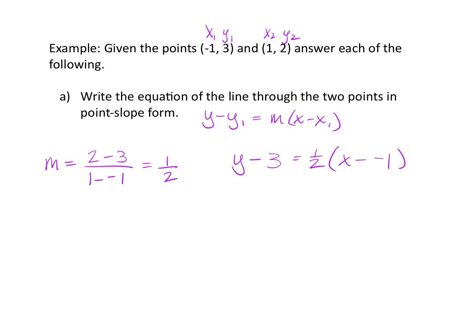Okay, this should be fine, but as a matter of convention, subtracting a negative, we don't usually write that. We write plus. Minus a negative gets changed to a plus. Or we could have used the other point. We could have done y minus 2 equals 1/2 times x minus 1. That's what you get if you use this point as your x1 and your y1. Either of these is correct.